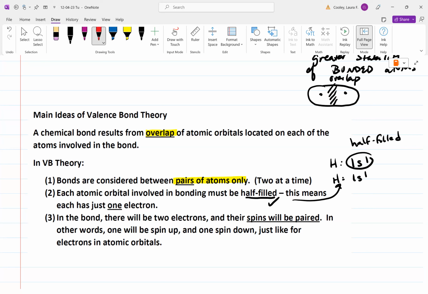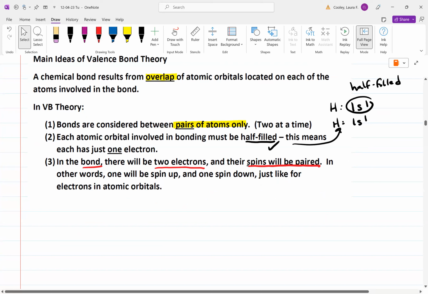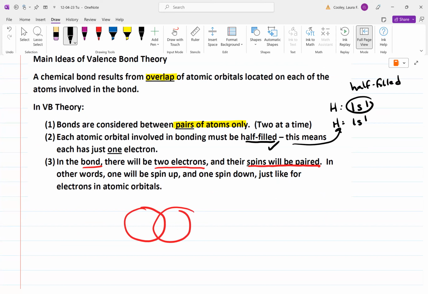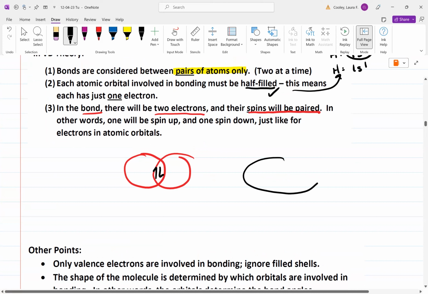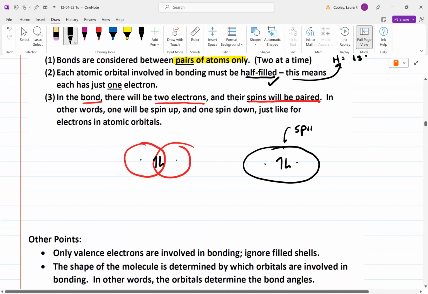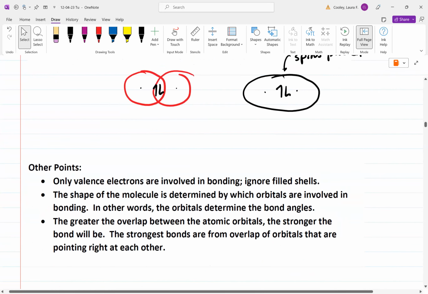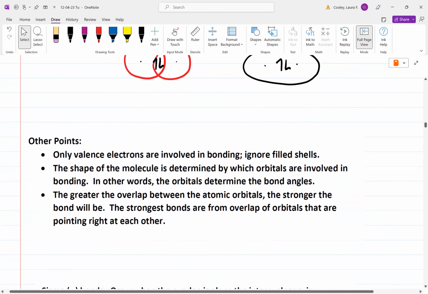In the bond, there will be two electrons. So every bond is two electrons, and their spins will be paired in the bond. So I could redraw this in this way, where you have the two electrons in that overlap region, and there are your two nuclei. So here your spins are paired. But that's kind of a minor point. We really don't ever deal with that point, so it's not that important to us.